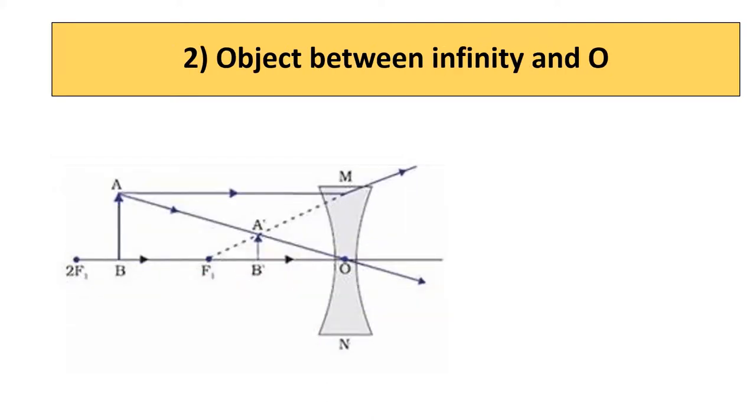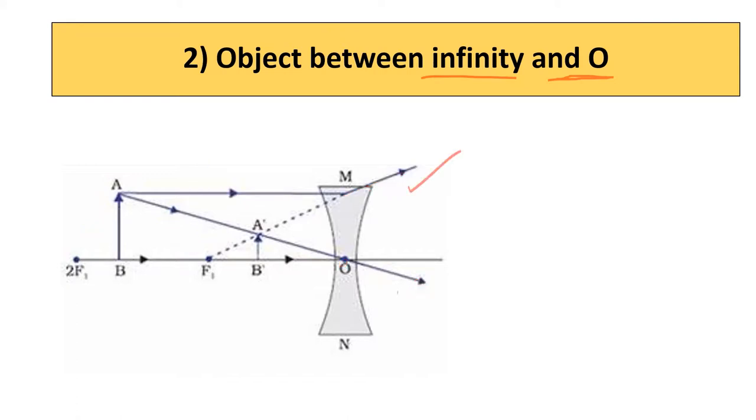The second case is the object is placed between infinity and O. O is the optical center. This is the object and it is placed at a finite distance from the concave lens. Let this be ray 1 and this be ray 2. Ray 1 is parallel to the principal axis and it is diverging in this manner. Ray 2 is passing through the optical center and it is going straight.